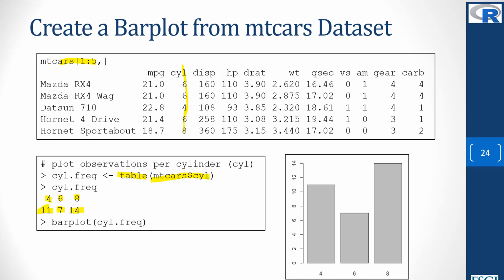And because a bar plot is going to plot our frequency, it's very intuitive just to call the barplot function and pass this table to it. And it takes those categories, puts them on the x-axis, and then the frequencies are our y-axis. So we see the 11 4-cylinders, and then the 7 6-cylinders, and then the 14 8-cylinders.